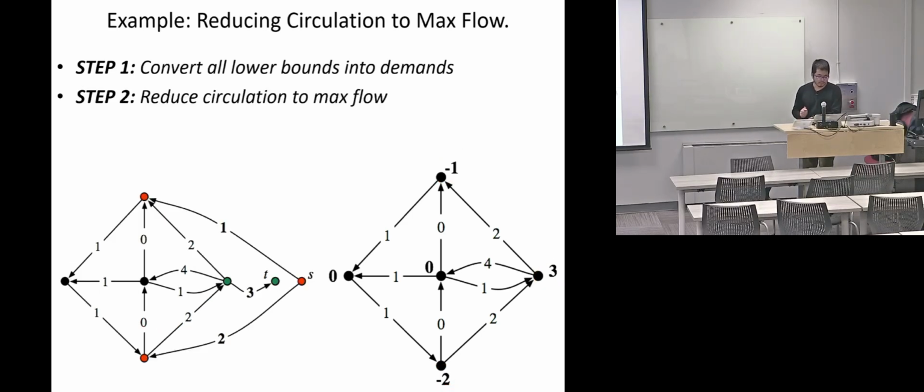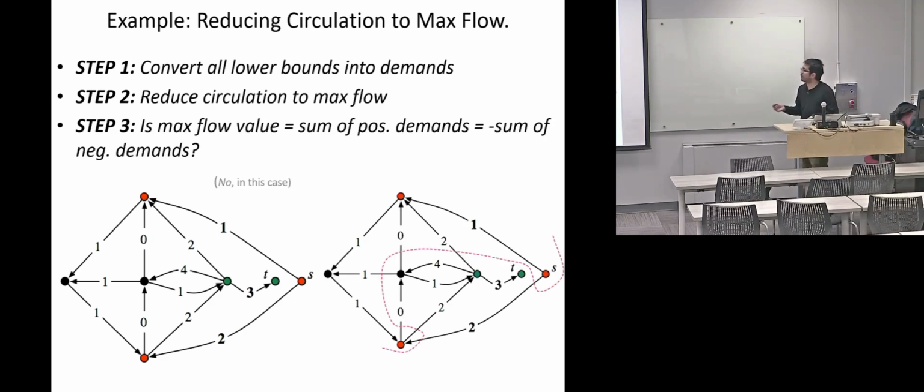And from the circulation problem, you can reduce to max flow. Then if the flow value is the same as the sum of positive demand, then you know that a circulation exists. Yeah. That's it.